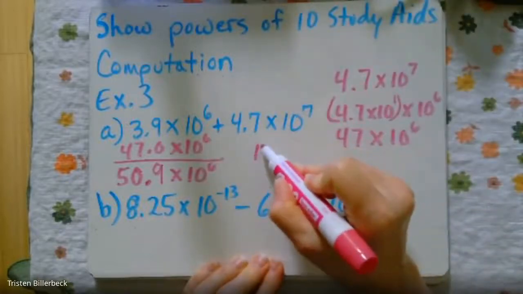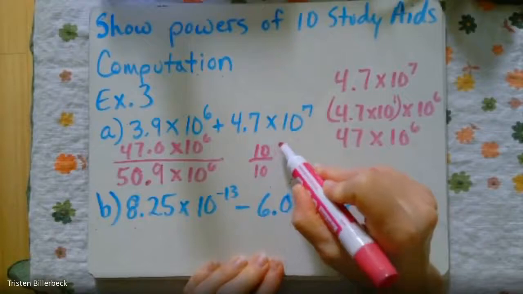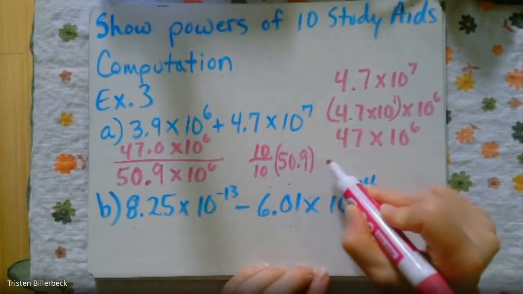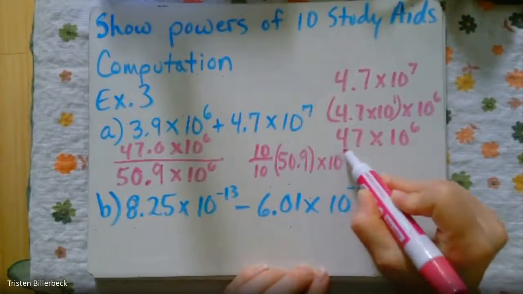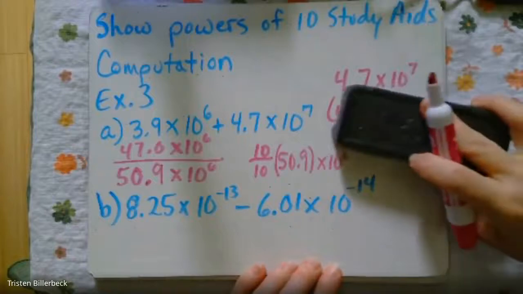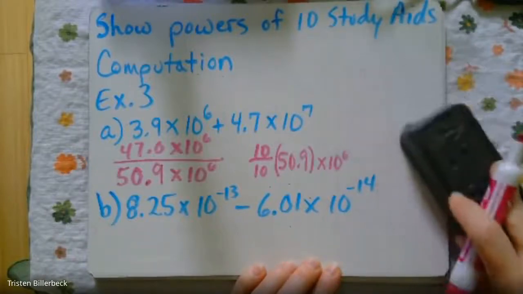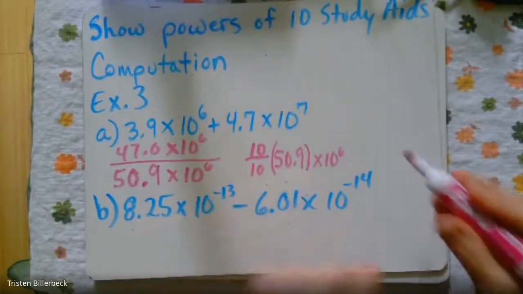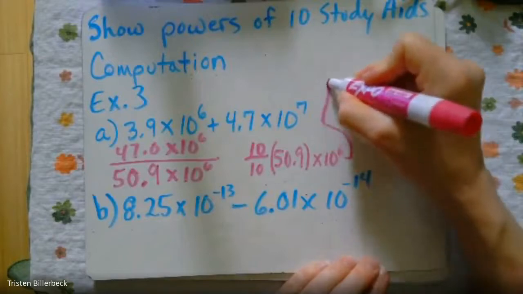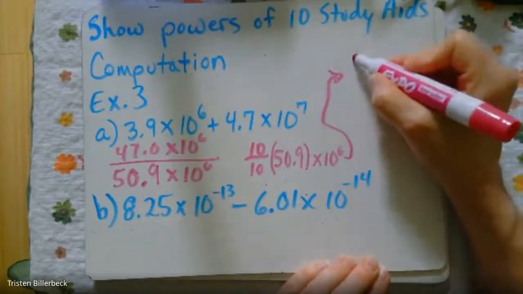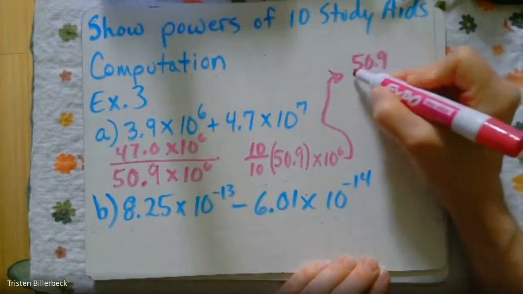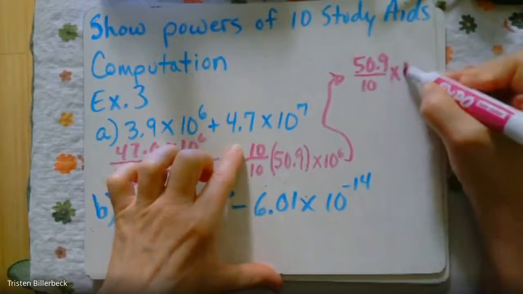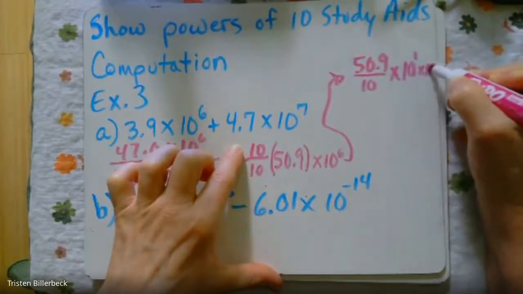So I'm actually going to have to multiply by 10 over 10 to move this decimal to the right spot, because it's not in scientific notation. So I'll erase this to have some more room. So if I divide this by 10, and then I take that and let it be a 10 to the 1 times 10 to the 6.